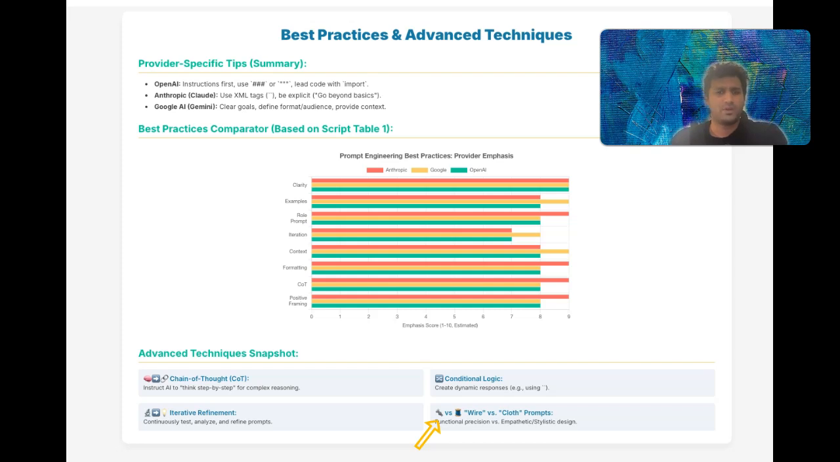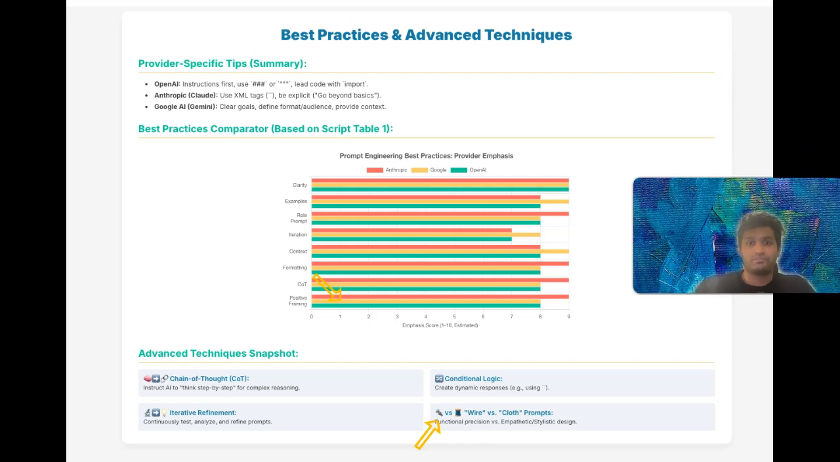While wire prompts are essential for many tasks, cloth prompts become crucial when the AI's interaction style, creativity, or emotional resonance is important. The distinction encourages a more thoughtful approach to prompt design, aligning the prompt's nature with the desired outcome and user experience. This isn't about making the AI sentient, but about designing interactions that are more effective and appropriate for the context.